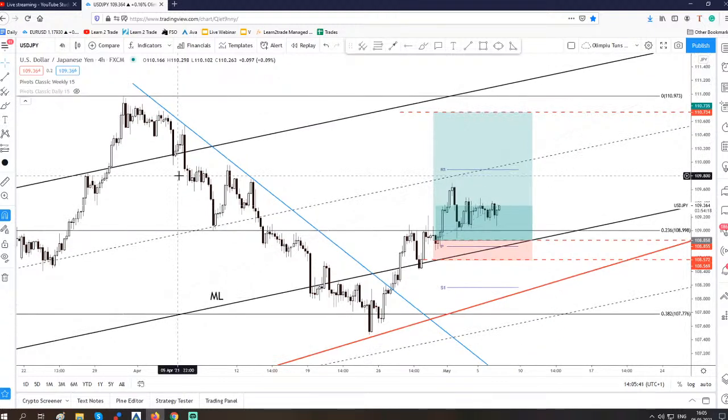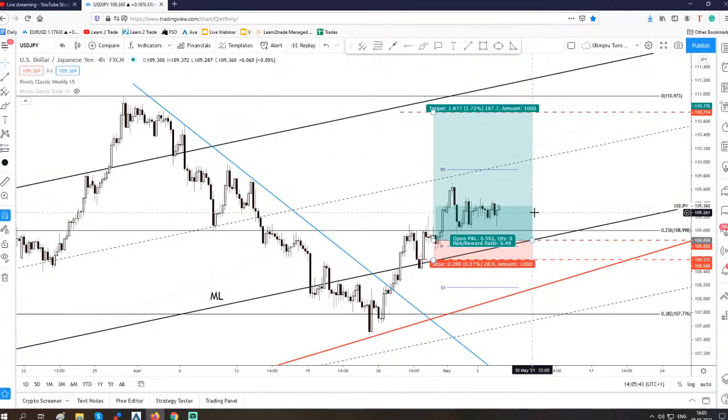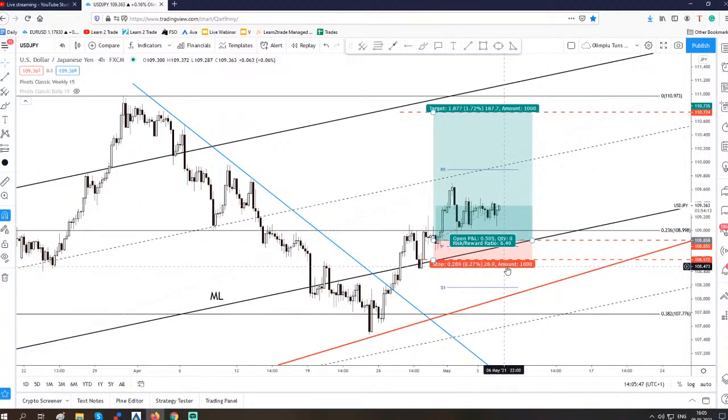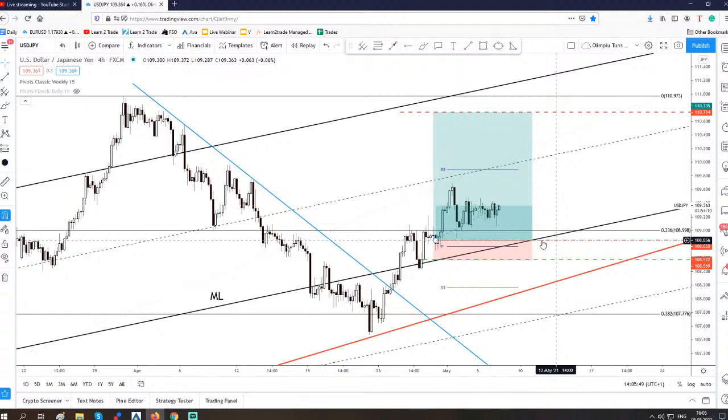Okay, this is not a signal right now. This position was opened here. Our stop loss is here. So this opportunity, this long opportunity, this buying opportunity is already gone, guys.